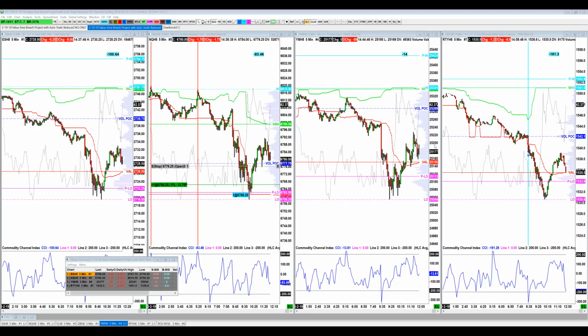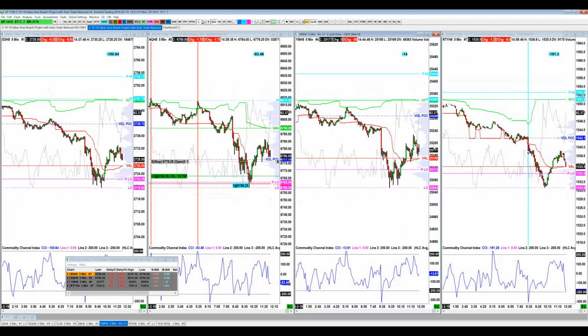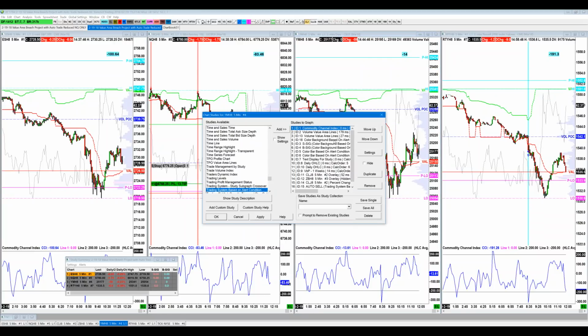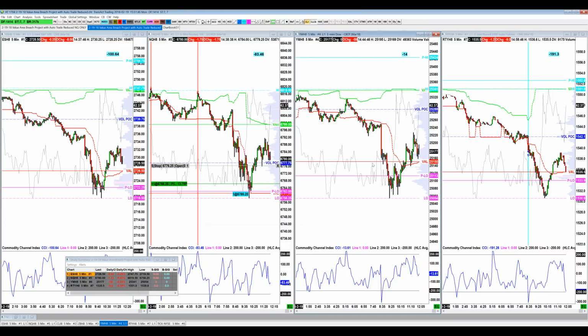Okay, continuing on, we have the CCI down here, and then we have a profile here, which is basically a weekly volume profile. Yeah, it's a weekly profile. All right, so not a ton of stuff on the screen. To me, it's enough, but that's what we're looking at.